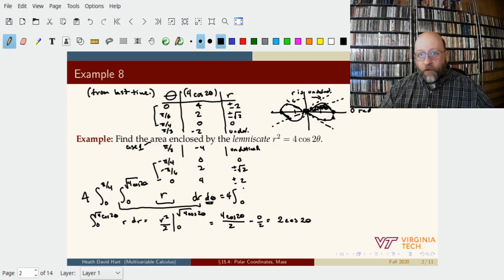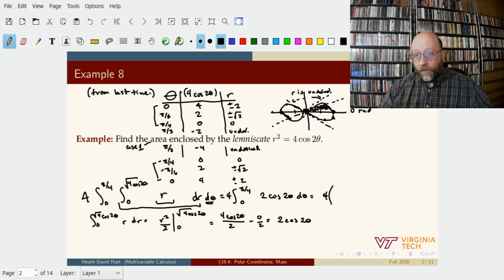So we've taken care of the inside integral, and so the answer is going to be 4 times the integral from 0 to pi over 4 of the answer that we got, which is 2 cosine 2 theta d theta. The integral of 2 cosine 2 theta d theta is sine of 2 theta from 0 to pi over 4.